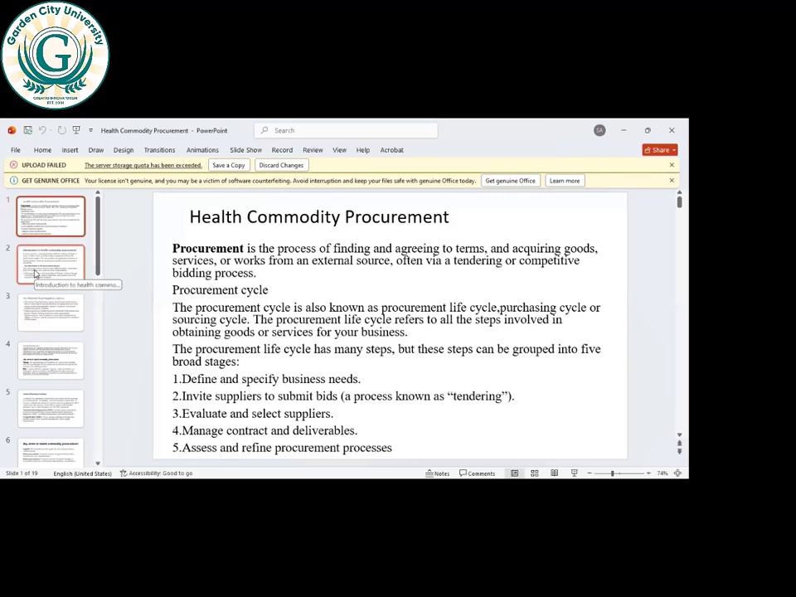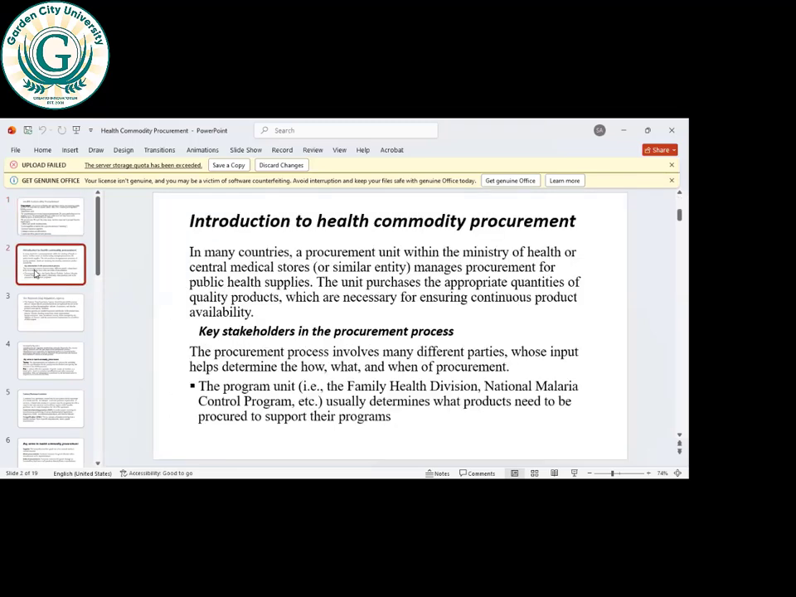Okay, before I proceed to the next stage, I would want to find out if you have any question I have said. Any question or contribution? Okay, without any question or contribution, let us move on.